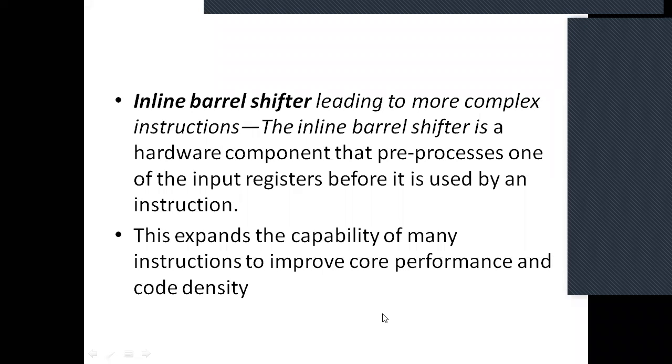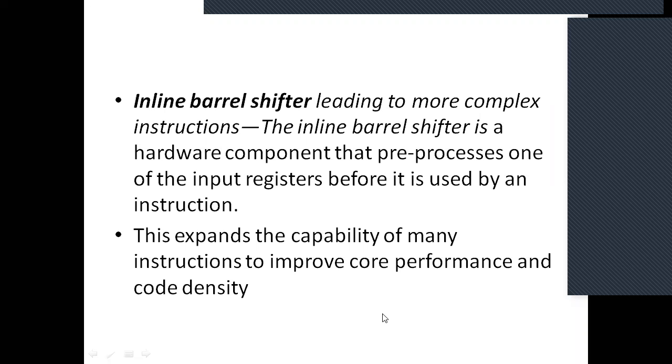So the inline barrel shifter is nothing but a shift register that will perform, say, left shift and right shift operations. Usually these shift registers are sequential circuits, but in this ARM processor they are using a barrel shifter designed using combinational circuits. You know the difference between combinational and sequential circuits. Combinational circuits don't require any clock signal, whereas sequential circuits require a clock signal, so they have a memory.